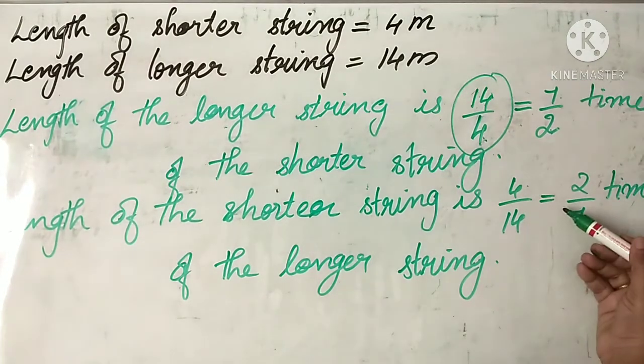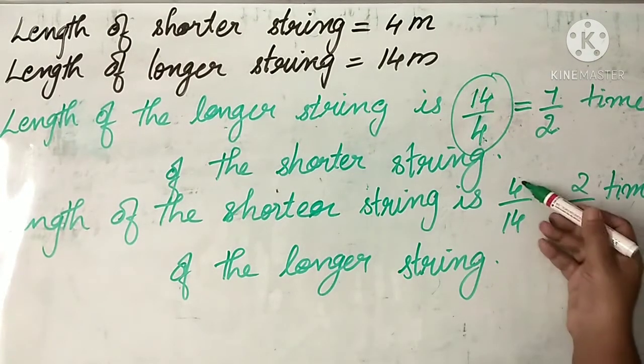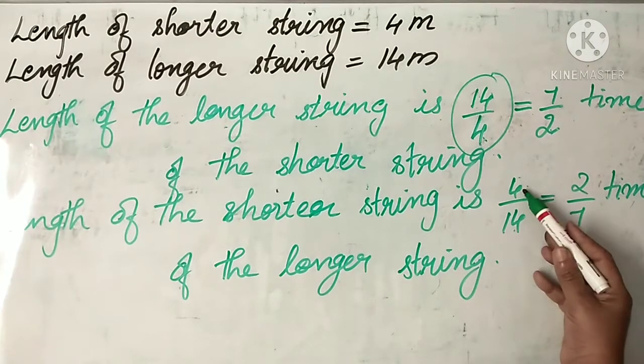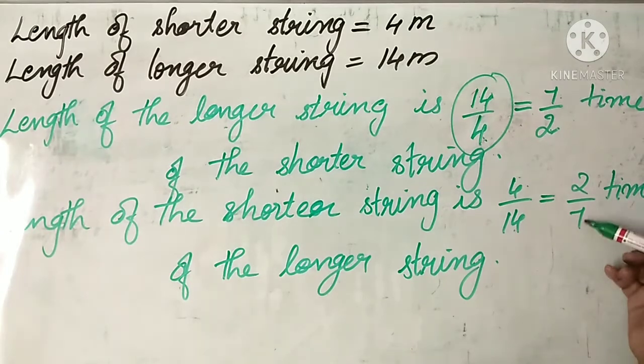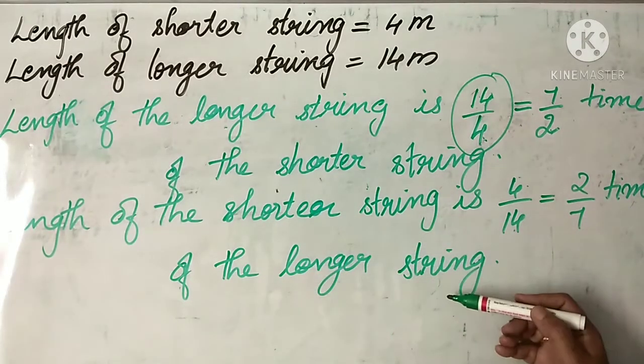4 by 14, that is equal to, here also 2 is a common factor. 4 will go 2 times and 14 will go 7 times. 2 by 7 times of the longer string.